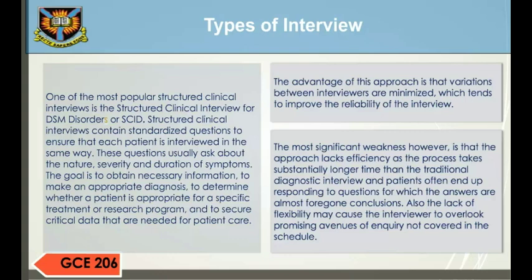The advantage of this approach is that variations between interviewers are minimized, which tends to improve the reliability of the interview. The most significant weakness, however, is that the approach lacks efficiency as the process takes substantially longer than the traditional diagnostic interview, and patients often end up responding to questions for which the answers are almost foregone conclusions. Also, the lack of flexibility may cause the interviewer to overlook promising avenues of inquiry not covered in the schedule.